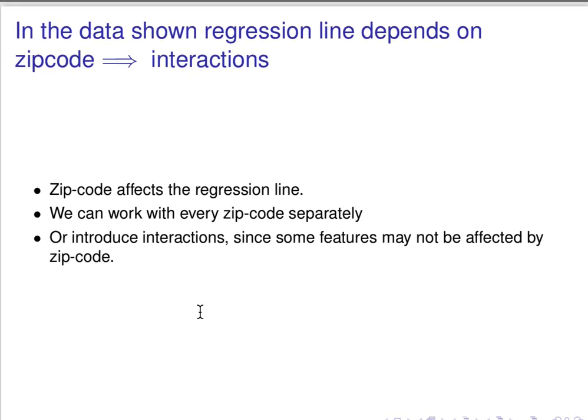So in the data we see the regression depends on the zip code, on the neighborhood. So this interaction between selling price, square feet and the zip code. And we can work with each neighborhood separately, but sometimes there are features which are still the same. For example, it could be that adding a bathroom costs the same in each neighborhood.